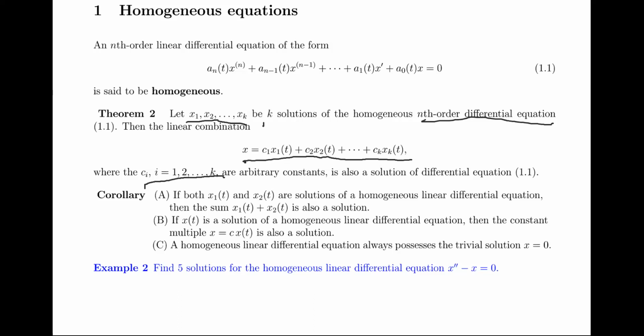these are constant values, not functions of t, just constant values. So if we have a linear combination of those k solutions, then this new x is also a solution to the differential equation. In other words, if we find two functions that are solutions, then their sum will be a solution. Or if we find a single solution, then a scalar multiple of that function is also a solution.